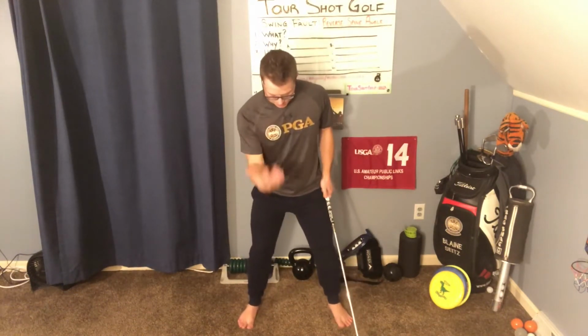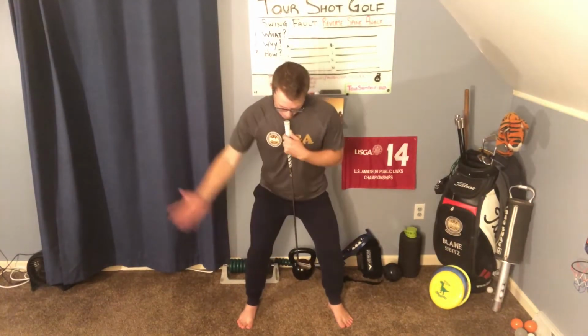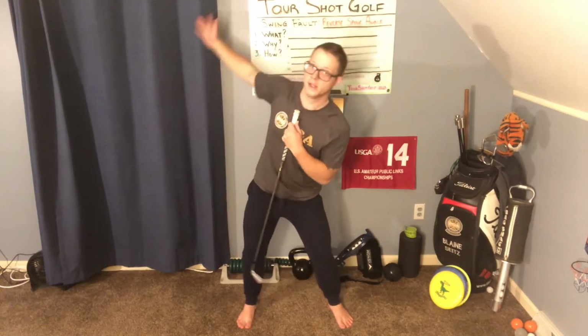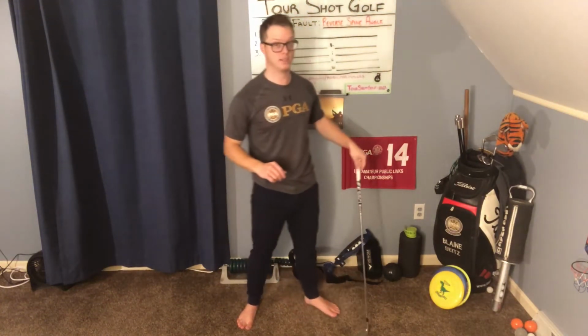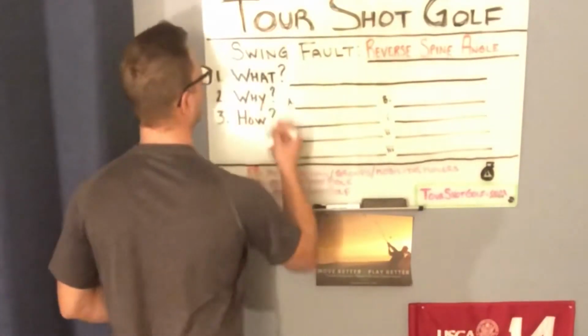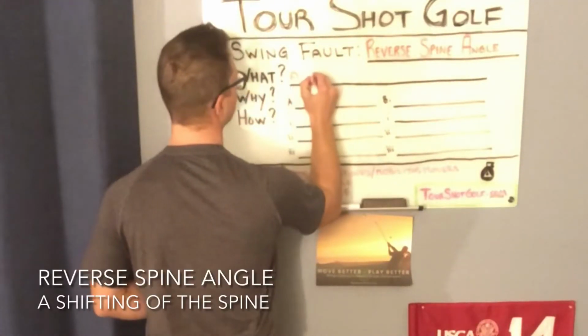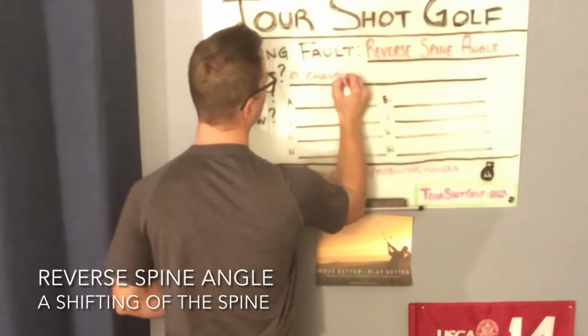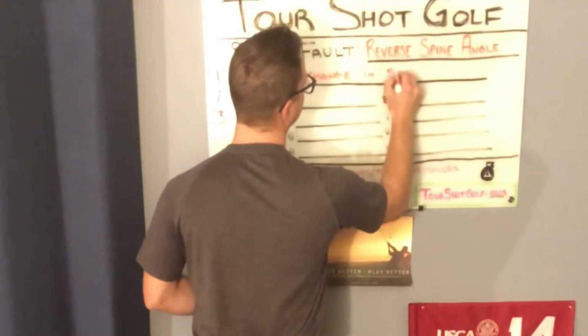Simply put, it's a change in the spine angle. What I mean by that is when we set up and build our stance over the ball, we will set our spine at a certain angle. Reverse spine angle is simply when this angle changes in the swing, typically when it starts to point towards the target. And this changing of the angle of the spine is the number one cause of low back pain in golfers. So simply put, it's a change in spine angle.